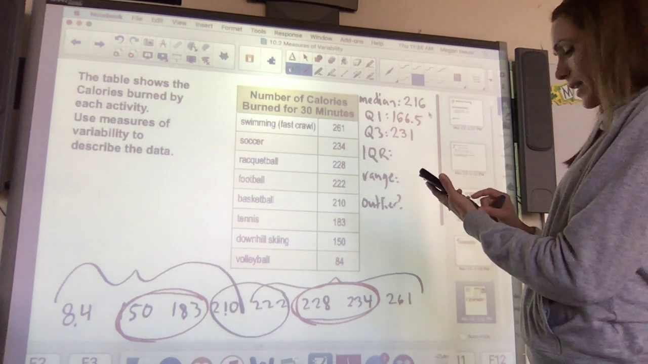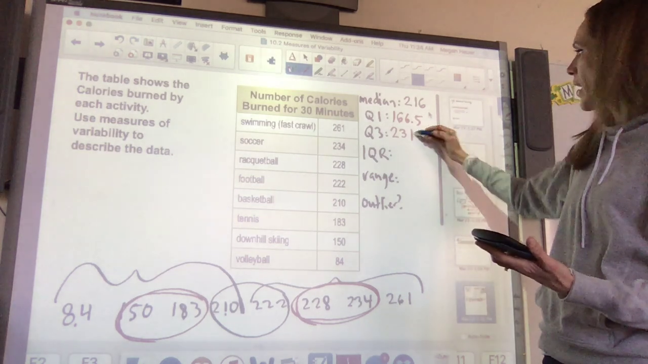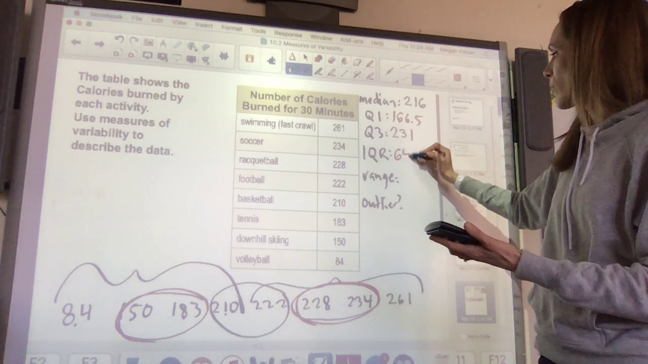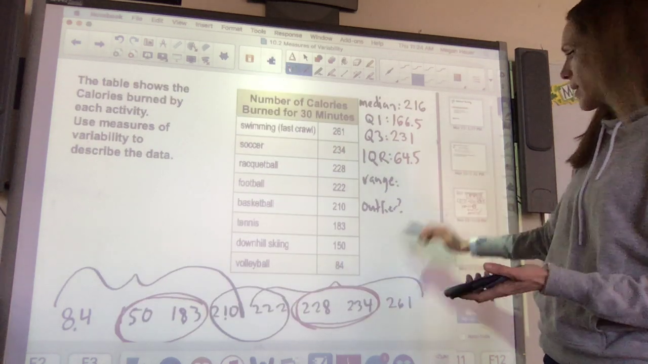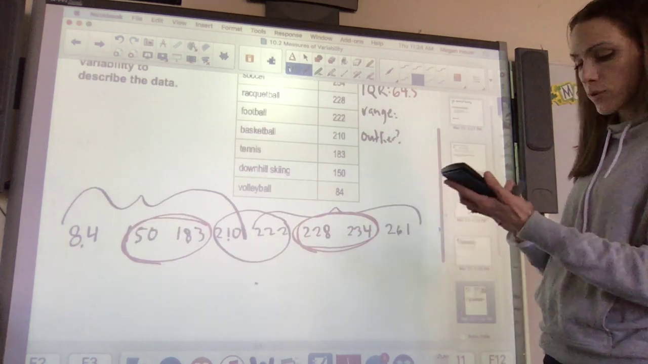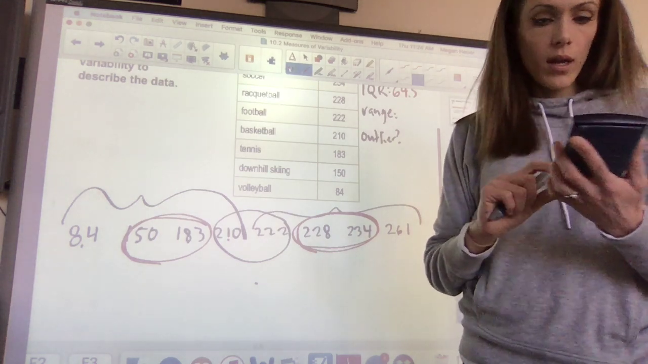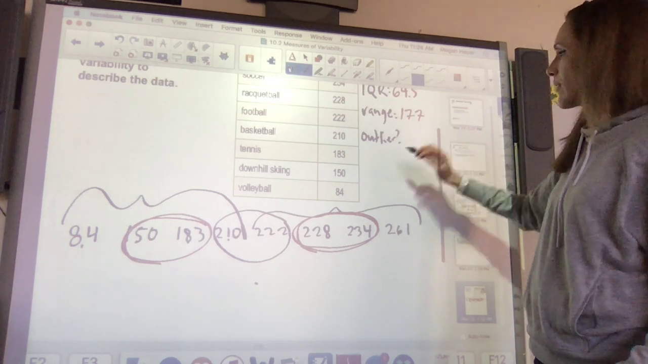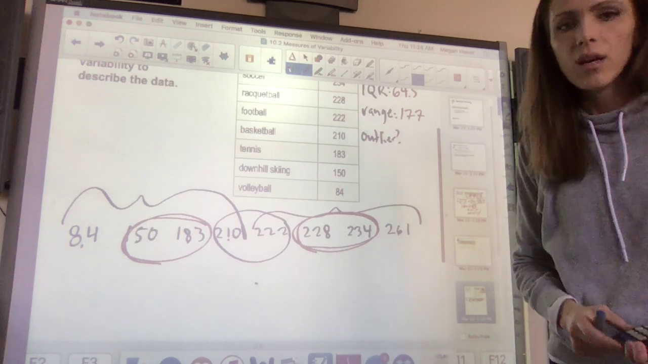231 minus 166.5, which is 64.5. Remember, it's just Q3 minus Q1. So it's 64.5. Then my range. My range is my upper extreme minus my lower extreme. So I'm going to do 261 minus 84, which is 177. So my range would be 177 calories. That's how much all of these activities range.